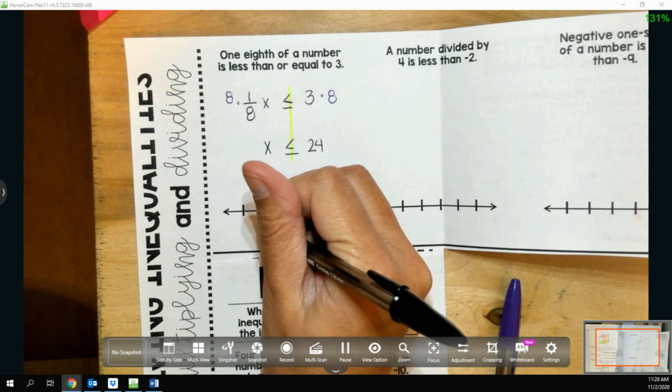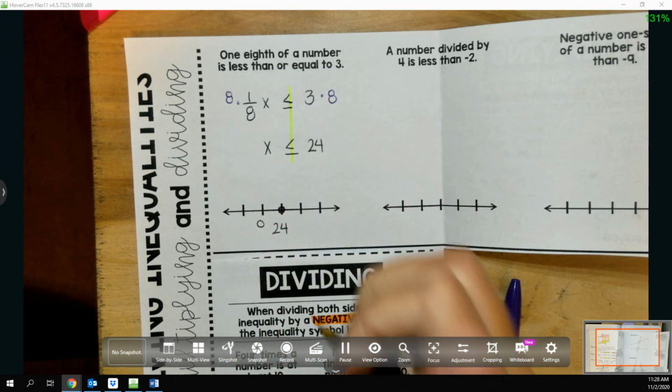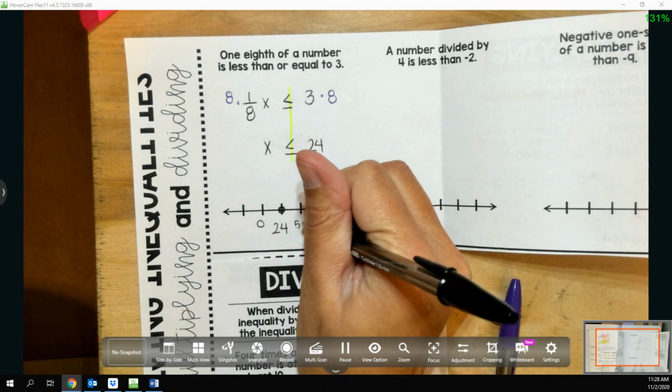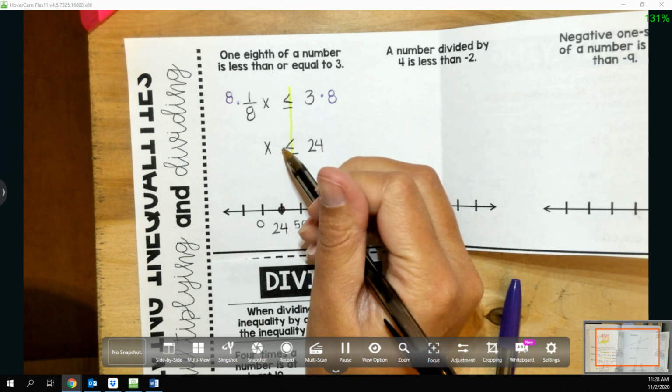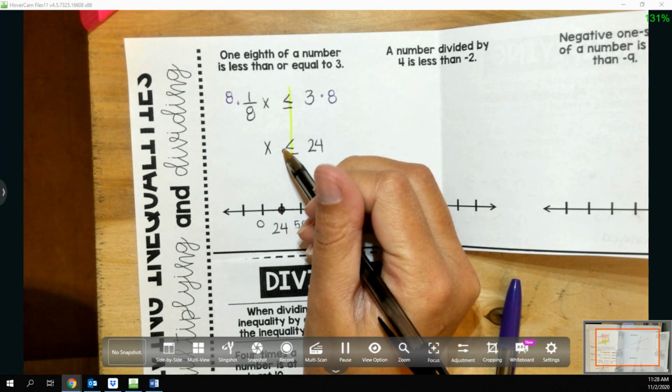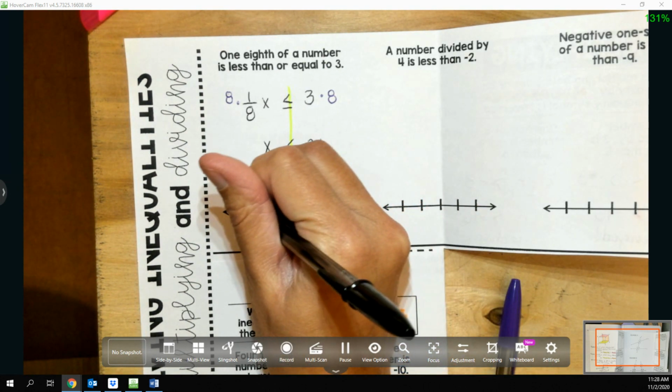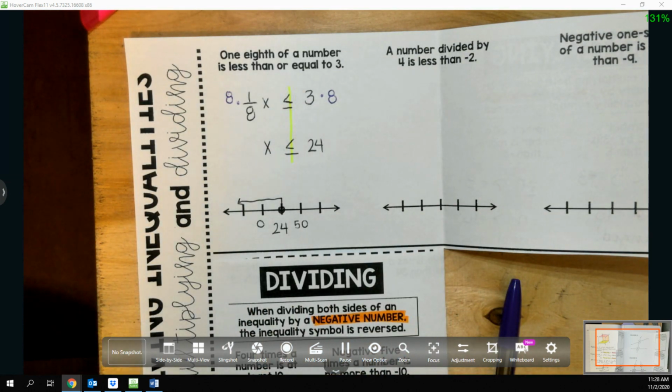A number that comes before it is definitely 0. A number that comes after it is definitely 50. And x is trying to be smaller, it's trying to be eaten by the baby bird, so smaller numbers are towards 0. So our arrow goes that way.